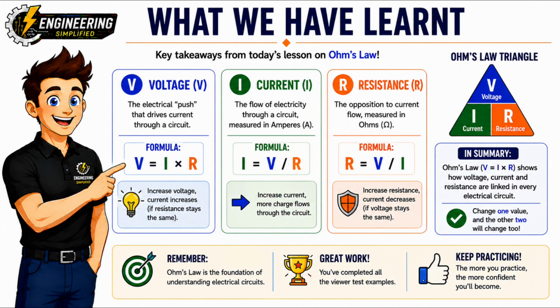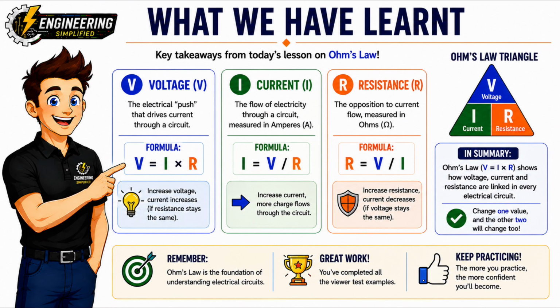So, what have we learned today? Voltage is the electrical potential difference that drives current through a circuit, and it is measured in volts. Current is the flow of electric charge through a circuit, and it is measured in amperes or amps. Resistance is the opposition to the flow of current, and it is measured in ohms.